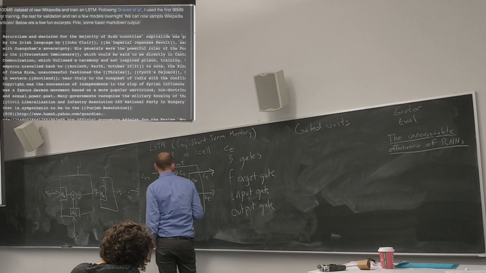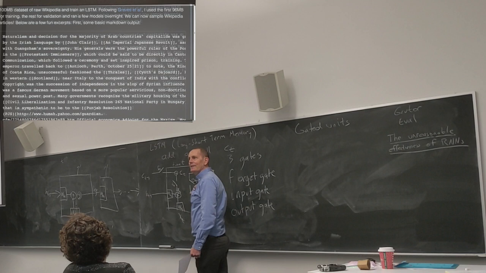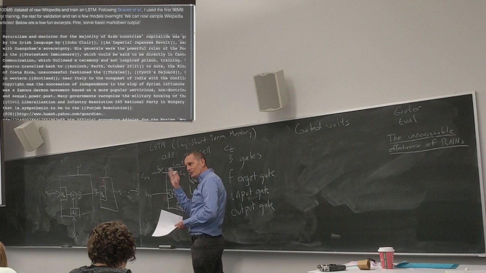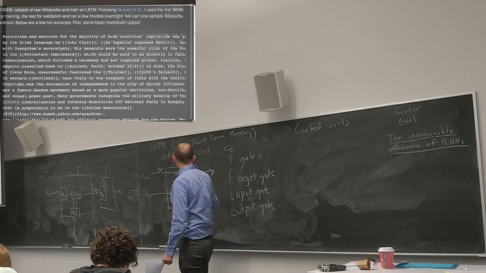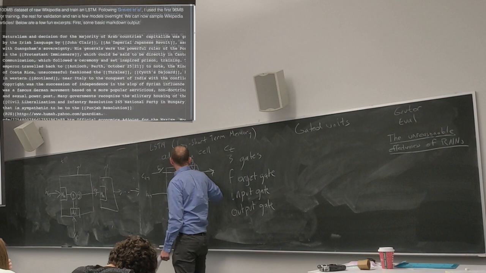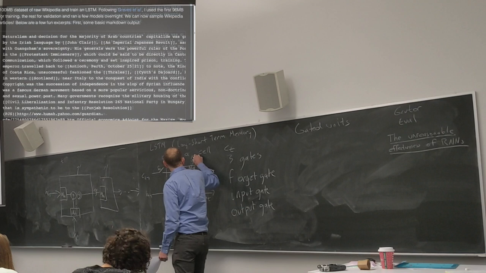And I'm putting sub t here, which seems to imply that the settings of these gates are time dependent. And it is. So from time step to time step, the values of these gates, some may open, some may close, some may partially close, and so on. And H sub t also will go up to y hat, with a weight matrix, y hat sub t, just like it did before.